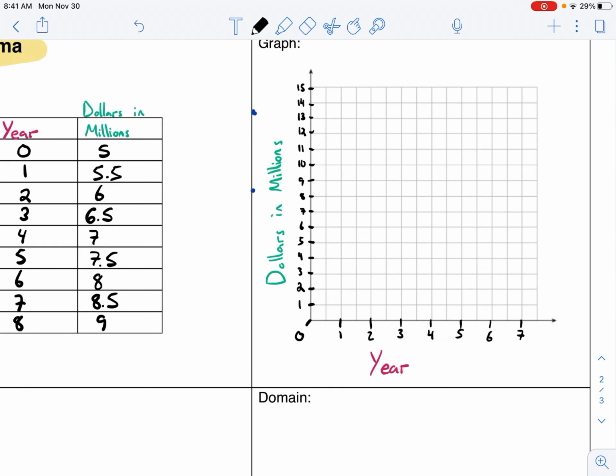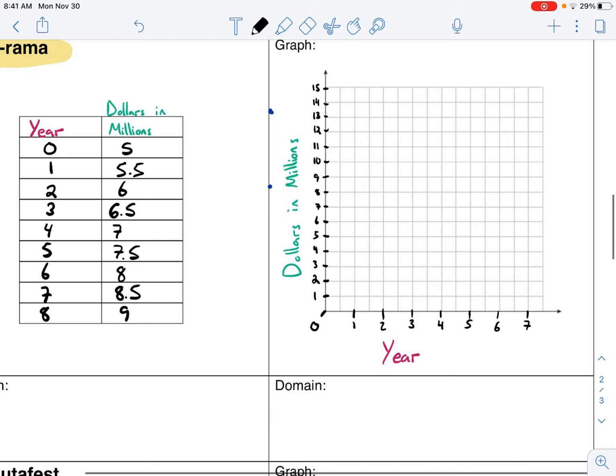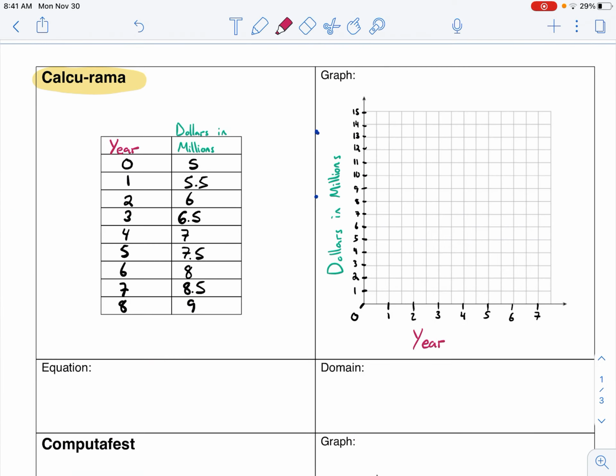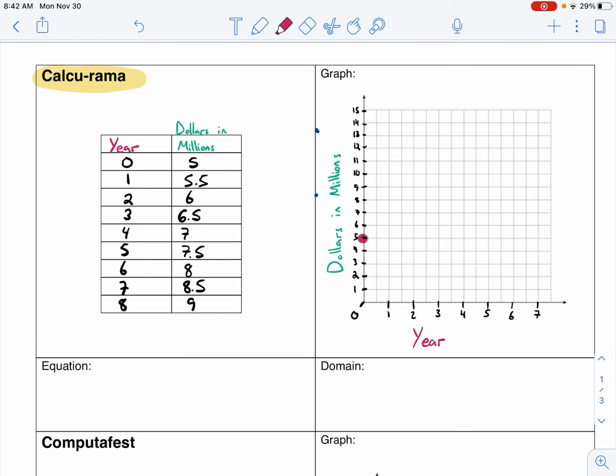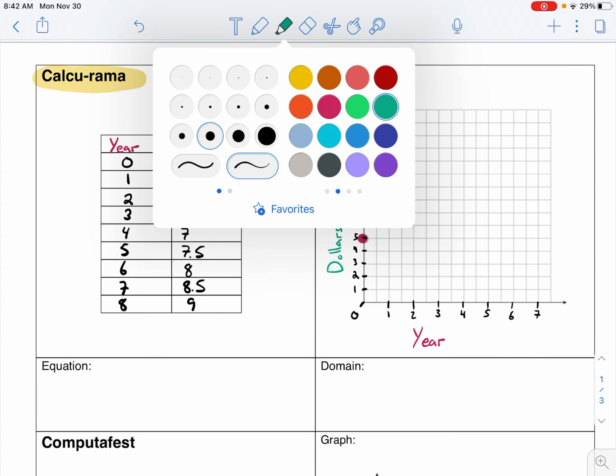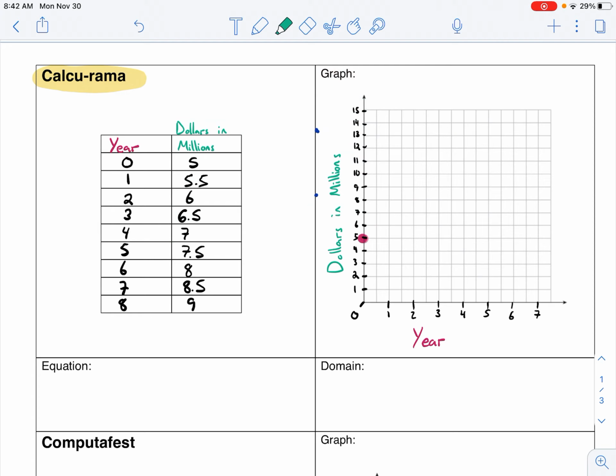To graph that, our start value was 5. And then each additional year, we're going up $500,000. So at year 2, we're at 6. Year 4, we're at 7. Year 6, we're at 8. And then we can just connect our line.